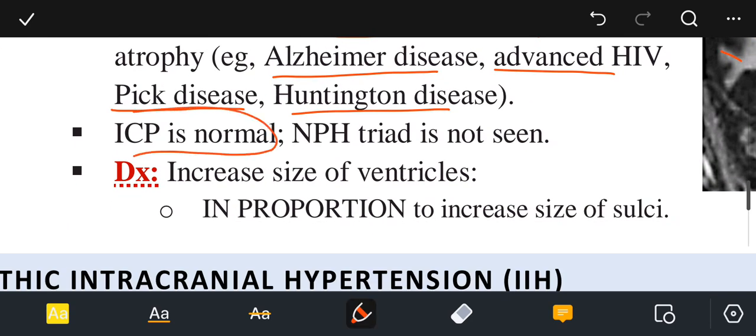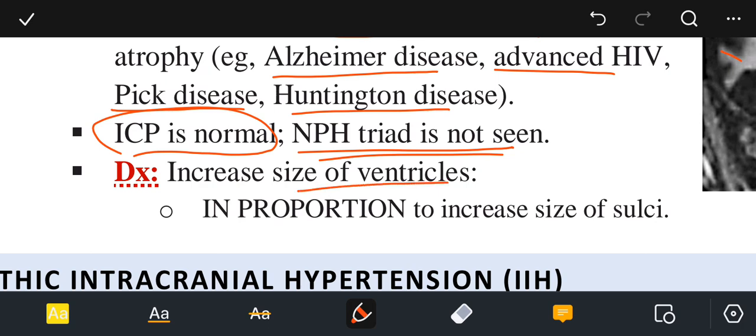Intracranial pressure will be normal in this condition, and the normal pressure hydrocephalus triad, that is magnetic gait, urge incontinence, and confusion, will not be seen. The only thing that will be seen is enlarged ventricles with a normal pressure. The intracranial pressure will not be increased. The next thing that you need to know is the diagnosis. How do we diagnose hydrocephalus ex vacuo?